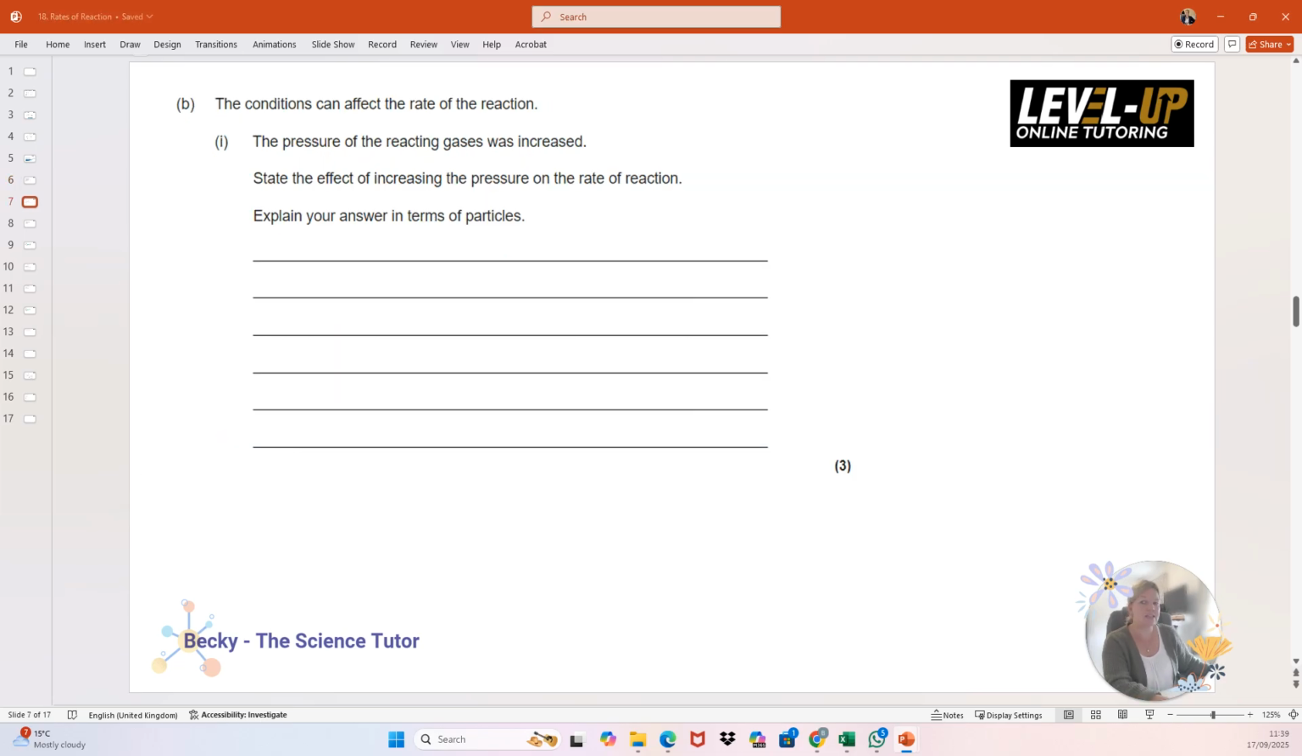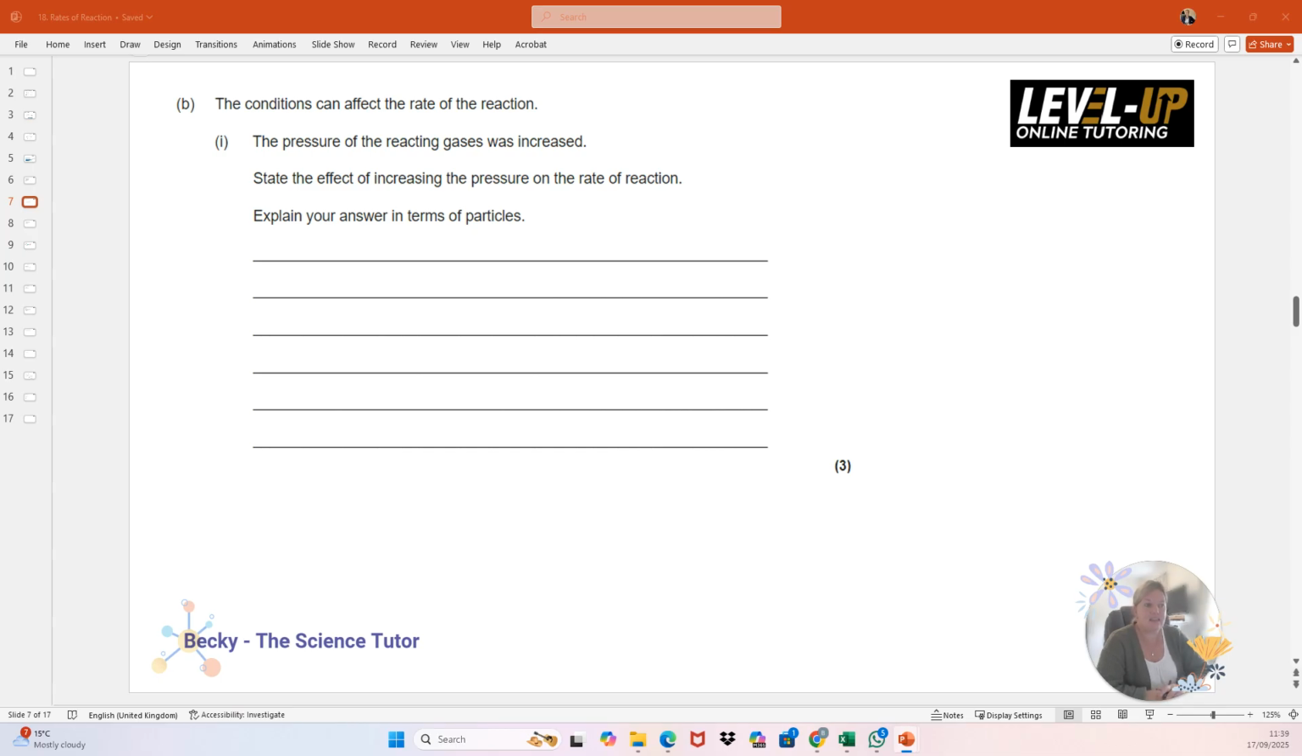Relating to pressure. So this is a very similar sort of idea. Remember, when we increase pressure, we've not got more particles, we put them in a smaller space. But again, because they're closer together this time, because they've got less space, we're still going to get increased collisions. So here we've got the pressure of reacting gases was increased.